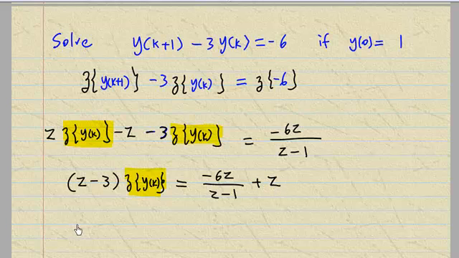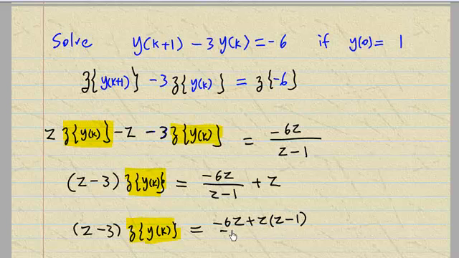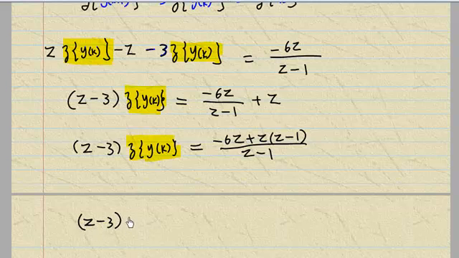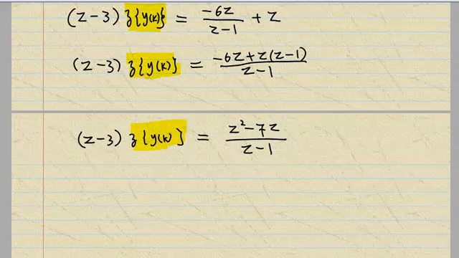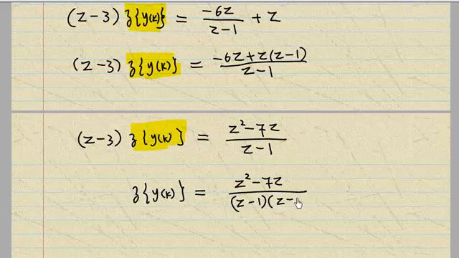Now combine the right hand side. We have Z minus 3 times the Z transform of y k equal to minus 6Z plus Z times Z minus 1, over Z minus 1. This means Z minus 3 times the Z transform of y k is equal to Z squared minus 7Z over Z minus 1. So, dividing both sides by Z minus 3, I have the Z transform of y k is equal to Z squared minus 7Z over Z minus 1 times Z minus 3.